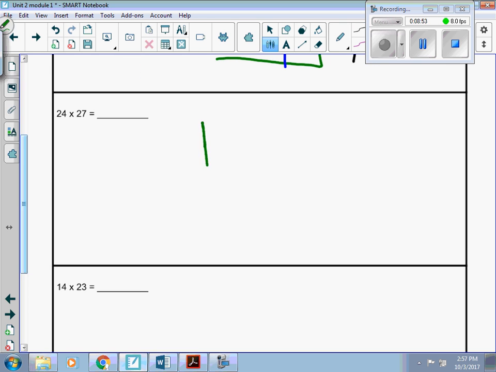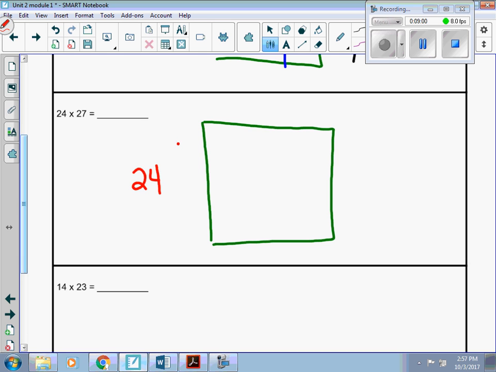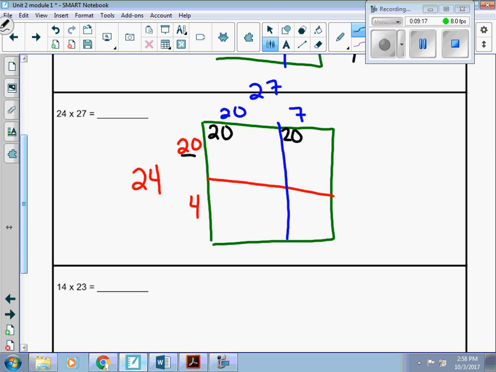My next one is 24 times 27. So 24 will split up into 20 and 4. And 27 will split up into 20 and 7. So across my top row I have 20 this time, not 10. And on top of the first column is my 20. So 20 times 20 is 400, because 2 times 2 is 4, and then I have 2 zeros. And then 20 times 7 is 140.